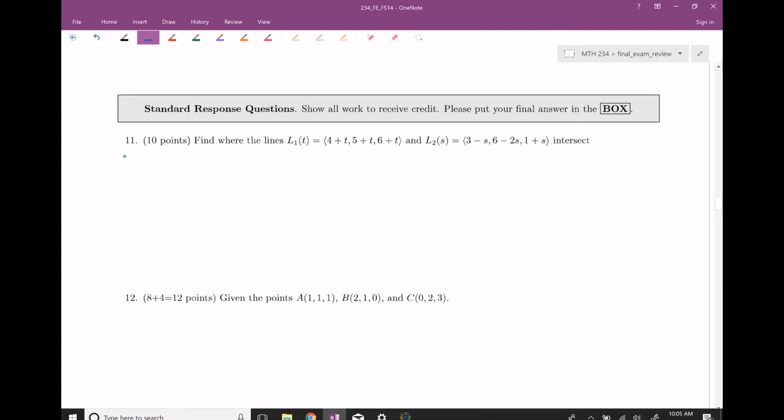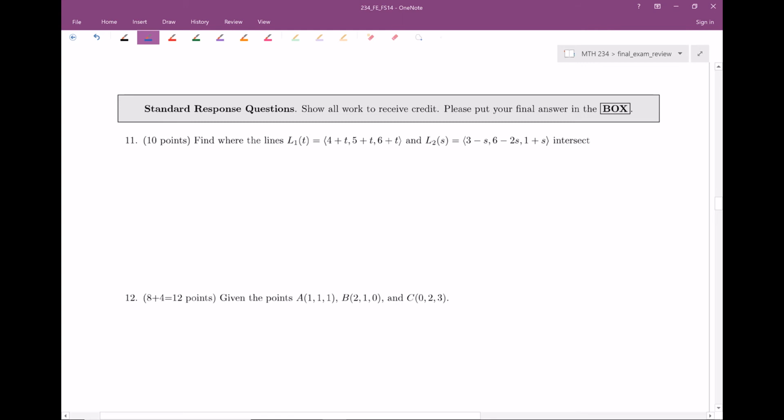All right, so in this page I'm going to figure out, first of all, where the lines intersect. So I have two lines. I want to know where they intersect. We have to remember, in order to have lines intersecting, we need their x values to be the same, their y values to be the same, and their z values to be the same.